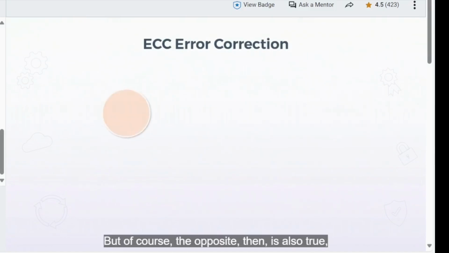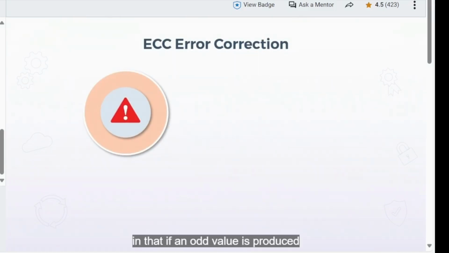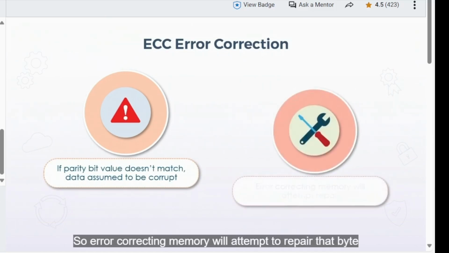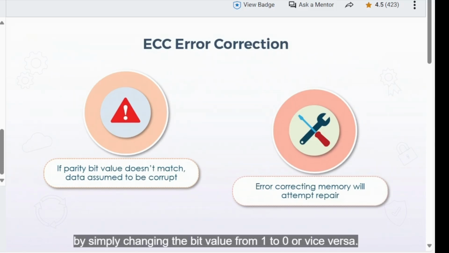But of course, the opposite then is also true, in that if an odd value is produced, but the parity bit indicates that it should be even, then the values don't match, and the data is then assumed to be corrupt. So error-correcting memory will attempt to repair that byte by using algorithms that were generated when the data was originally written to identify which bit is in error, and it will attempt to correct it by simply changing the bit value from 1 to 0, or vice versa.